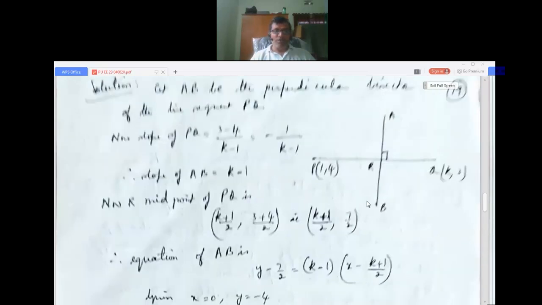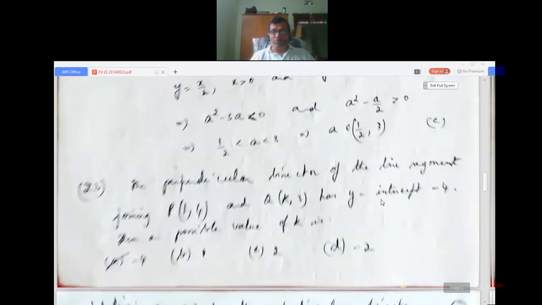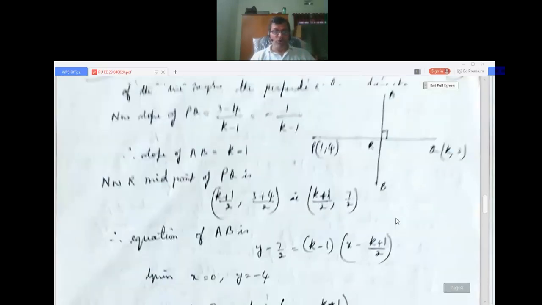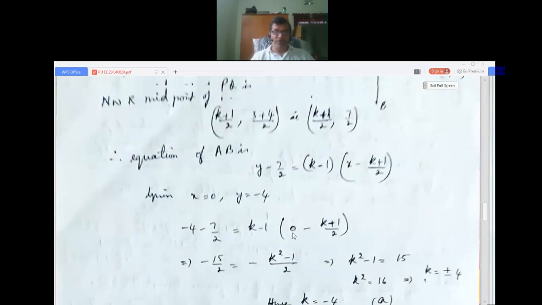Now given here, x equals 0 and y equals minus 4, because the y intercept is minus 4. Y intercept means a point on the y axis. For any point on the y axis, the x coordinate is 0. So 0 comma minus 4. Given x equals 0, y equals minus 4. Okay, you can make out, I feel.